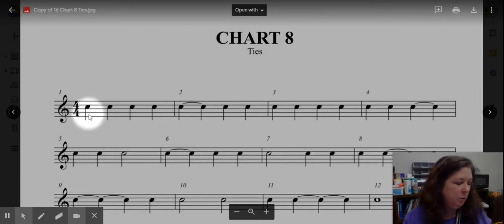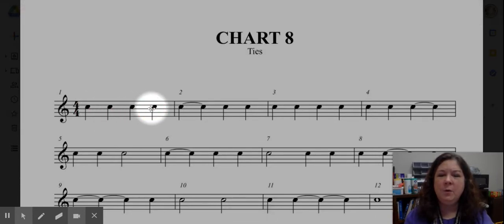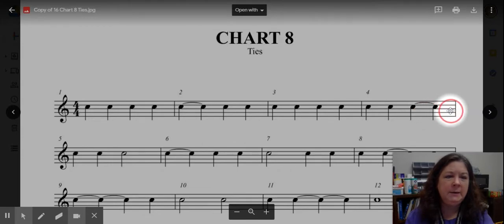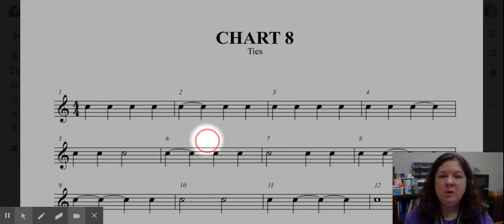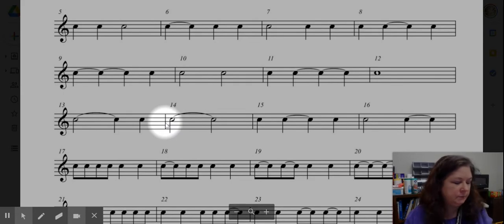So let's count through line number 1. 4 beats per measure, down, up, set, and go. 1, 2, 3, 4. 1, 2, 3, 4. 1, 2, 3. All right, does that make sense? If you're confused by that, go back and play that first portion of the video again. We're going to go on down to measure 13.